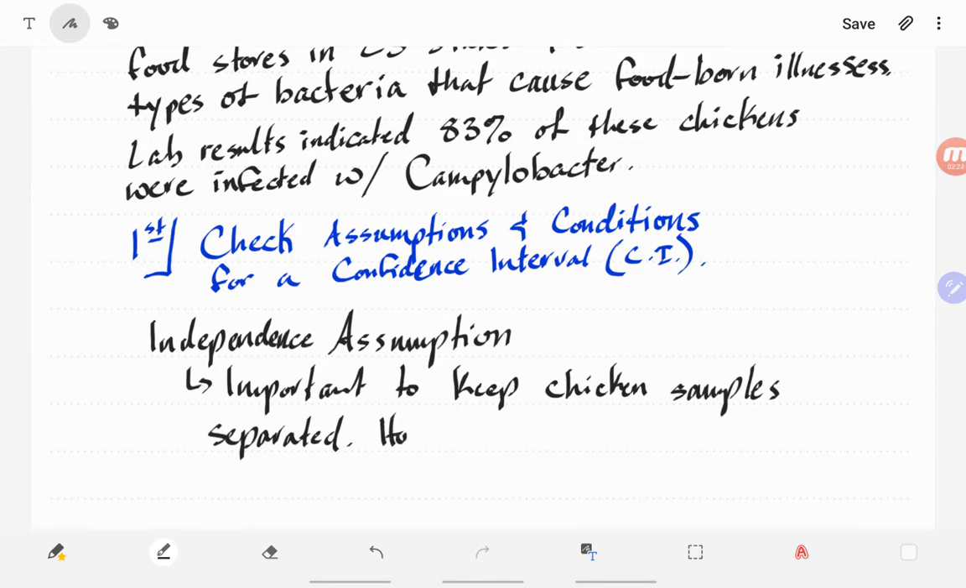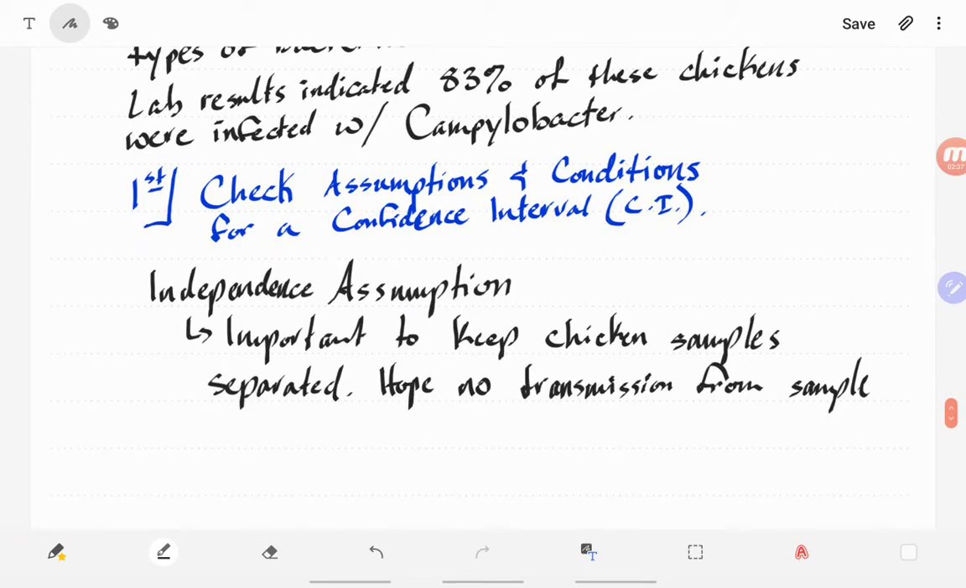We do not want this to be transmitted from sample to sample. So we hope there's no transmission from sample to sample. These are the sorts of things that we do have to talk through whenever we work through problems like this. And what we're saying with this is we are assuming independence. Why are we assuming independence? Because it's very important to keep chicken samples separated, because we hope that there's no transmission from sample to sample. All right, so there's our independence assumption.